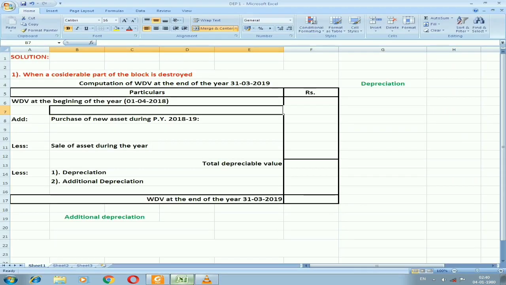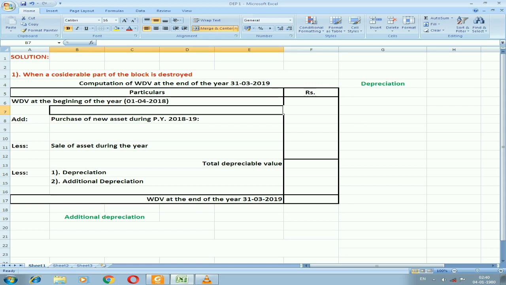So let me start with the first one. When a considerable part of the block is destroyed. So a certain block of asset from the plant and machinery is destroyed. For that, I need to calculate the depreciation, and I need to show how much depreciation needs to be taken for the profit and loss account. And the rest of the format is the same, which I have discussed in the earlier session also.